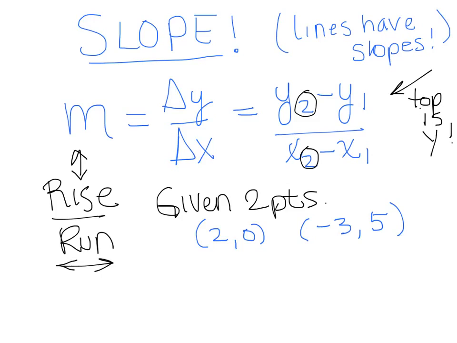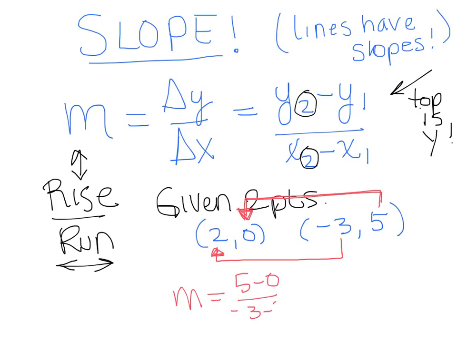I want to show you my way first. I keep it nice and tidy. I keep my y's on the top, and I'm going from the second one to the first one. Then I'll draw a line for the x's on the bottom, and I'm going in the same direction. So my m is going to equal 5 minus 0 over -3 minus 2. Hey, that actually came out pretty nice. m is equal to 5 over -5, so m is equal to -1. We just want to reduce that. All right, you can try another one on the next page.